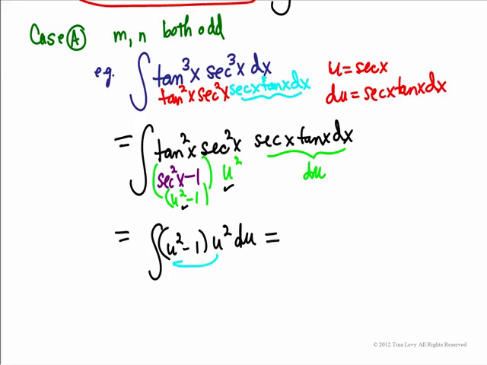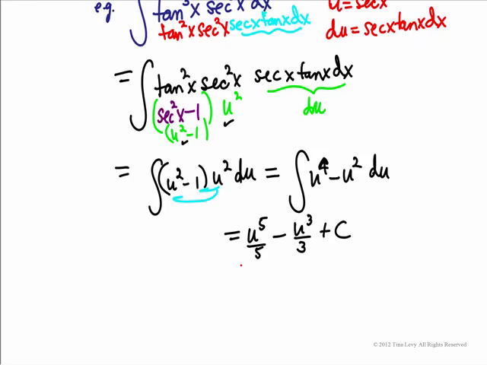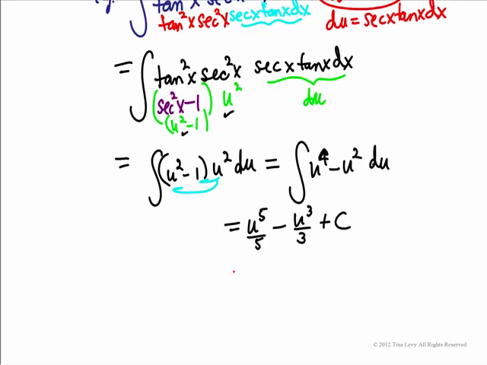We just distribute this through, and that gives us u to the 4th minus u squared du. And now I'm ready to take the antiderivative, which is u to the 5th over 5 minus u to the 3rd over 3 plus a constant. But replacing u with the x expression, it is just secant x. We've got that right here. So we write the answer as secant x to the 5th over 5 minus secant x to the 3rd over 3 plus a constant. And that becomes our answer.